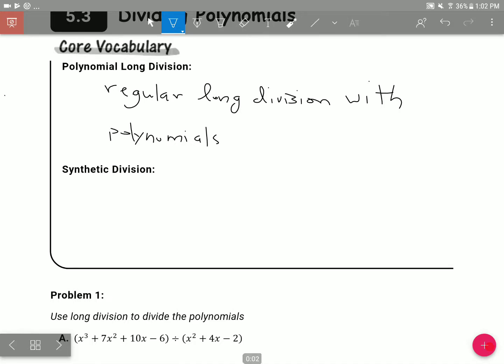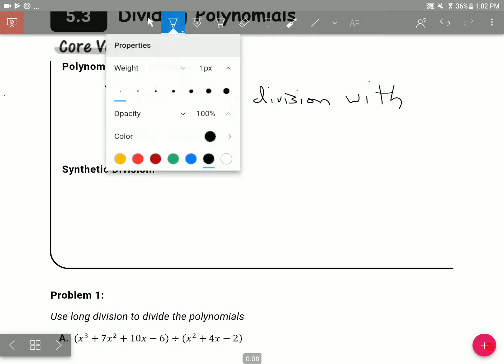But anyways, not much. So 5.3. It's regular. Polynomial long division is just simply regular long division with polynomials. Okay, and just to make sure we're all on the same page. Y'all remember this in like third grade?